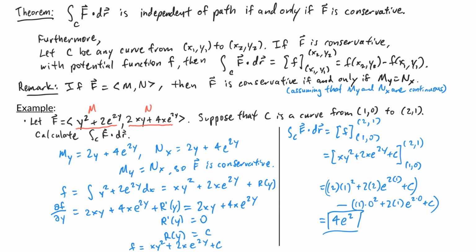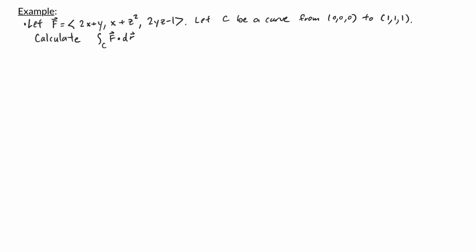In this example, let F be the vector field (2x plus y, x plus z squared, 2yz minus 1). And let C be a curve from the origin (0, 0, 0) to the point (1, 1, 1). We're asked to calculate the line integral of F dot dr. Here notice that our vector field F is a three-dimensional vector field, and we're working in three-dimensional space.